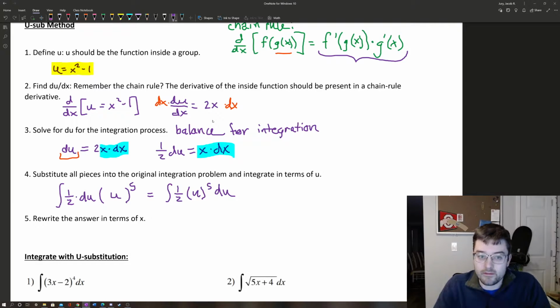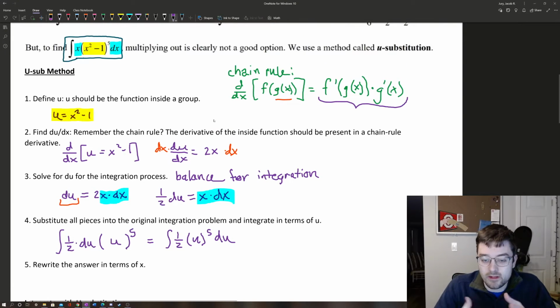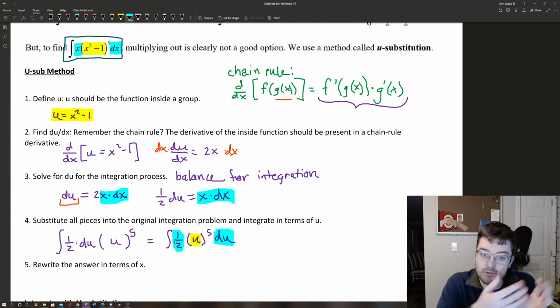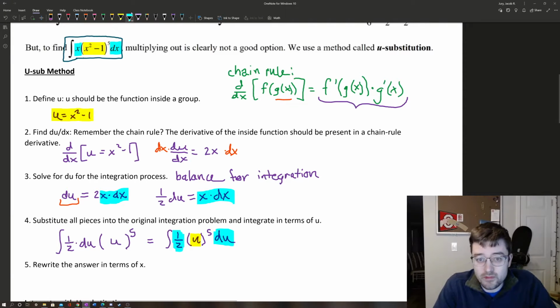Now, hopefully you can see why this helps us with the derivative. We have substituted everything we need into this integral so that it's actually manageable and we can do it with old rules that we already know from integration. Excuse me. So we can now integrate this.